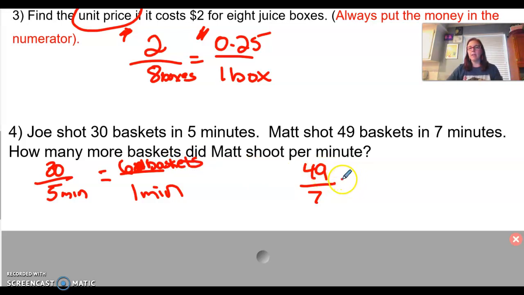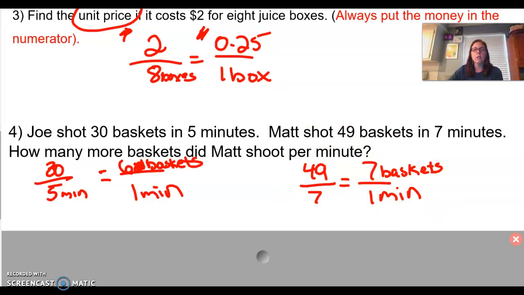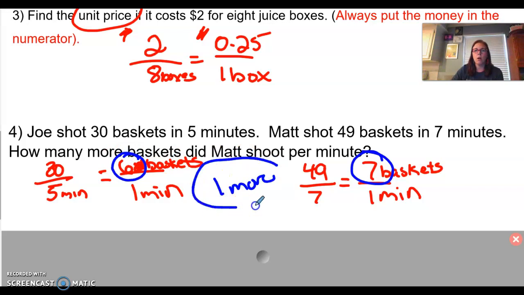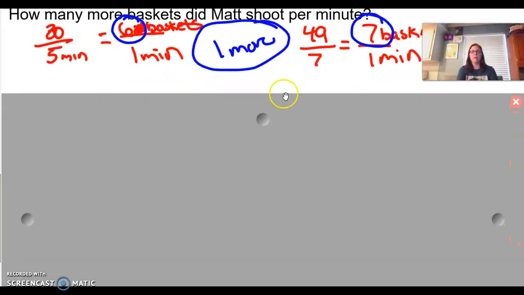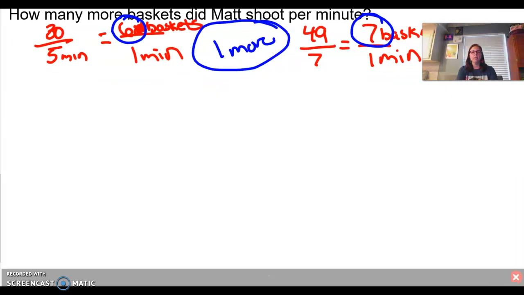49 divided by 7 would be 7 baskets for 1 minute. So that means Matt shot more, but how much more? Well, Matt shot 7 per minute and Joe shot 6. So 1 more. Matt shot 1 more than Joe per minute. But you have to figure out what it is per minute. Okay?